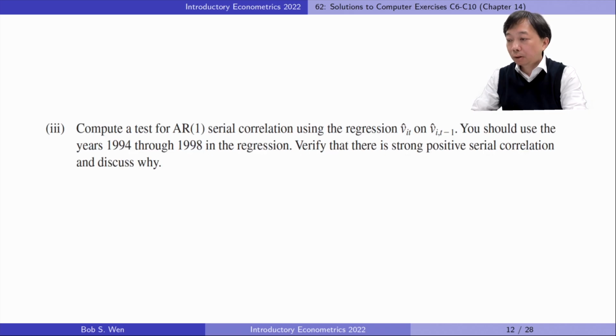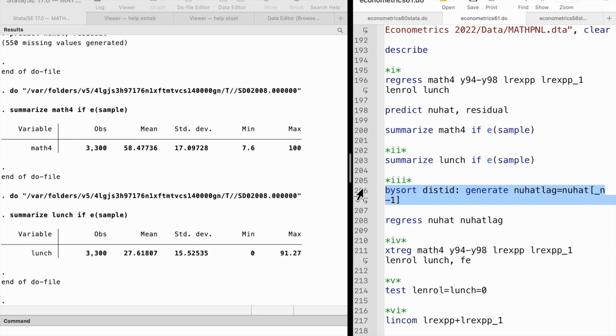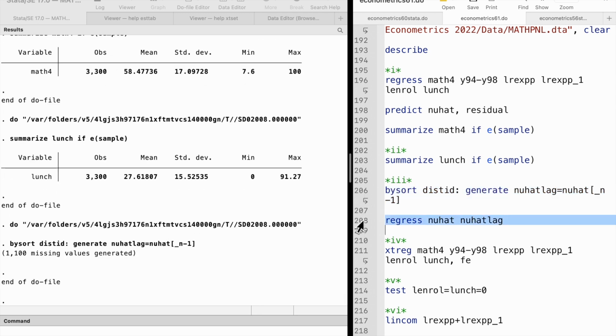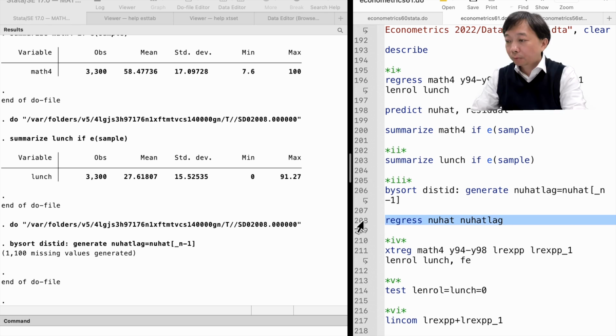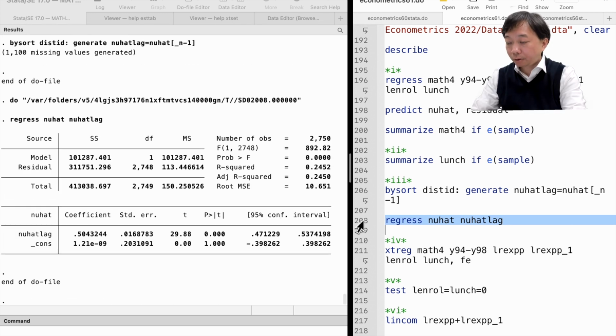In part 3, we will compute a test for AR1 serial correlation using the regression of residuals on the lag. We should use the years 1994 through 1998 in the regression. Verify that there is a strong positive serial correlation and discuss why. The simple regression gives a slope estimate of 0.5, and it is statistically significant at the 1% level. It is strong evidence of positive serial correlation.